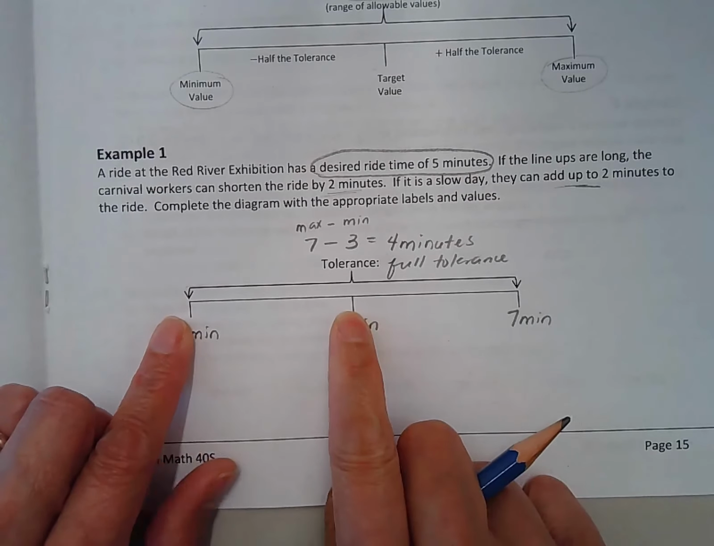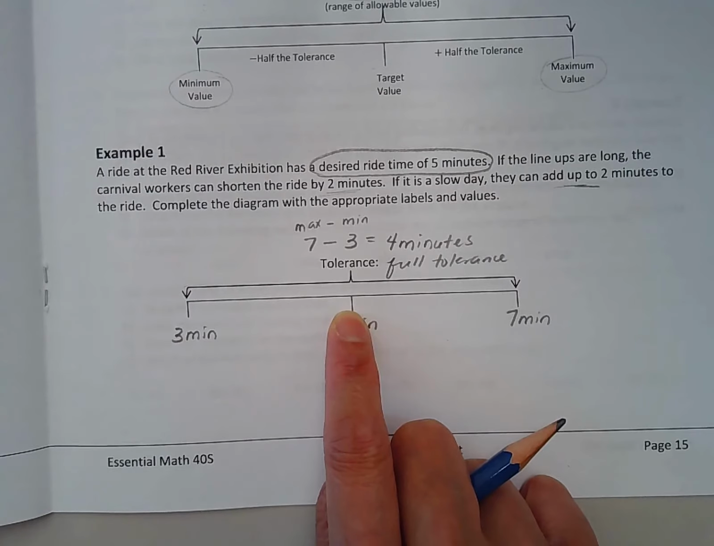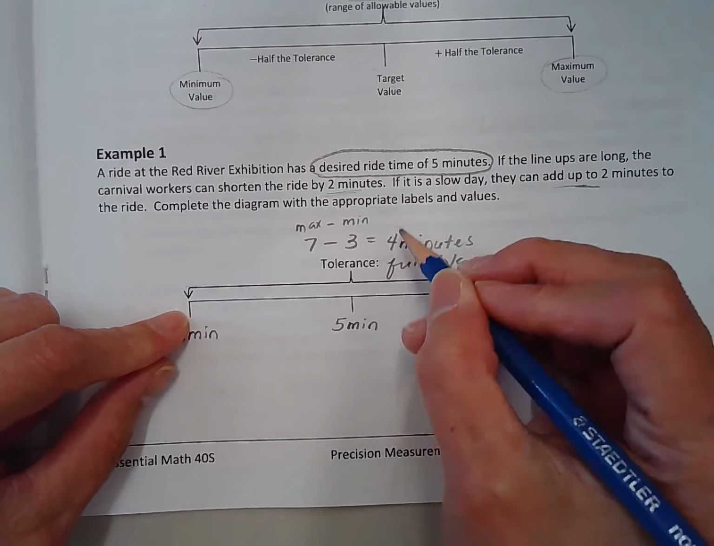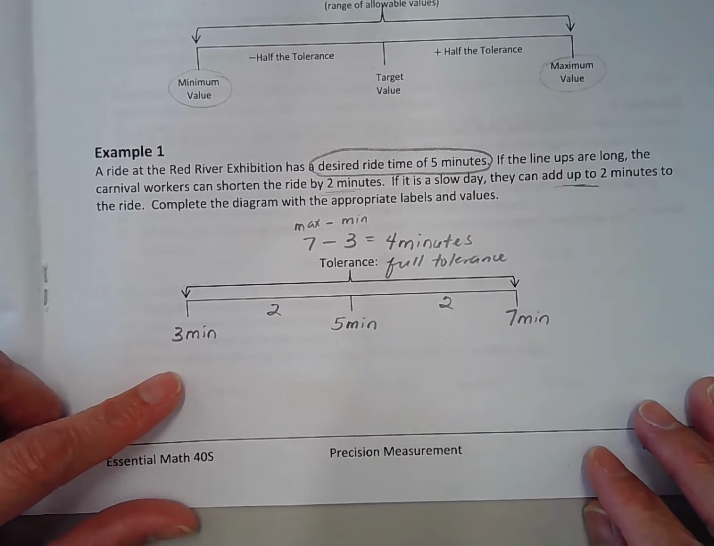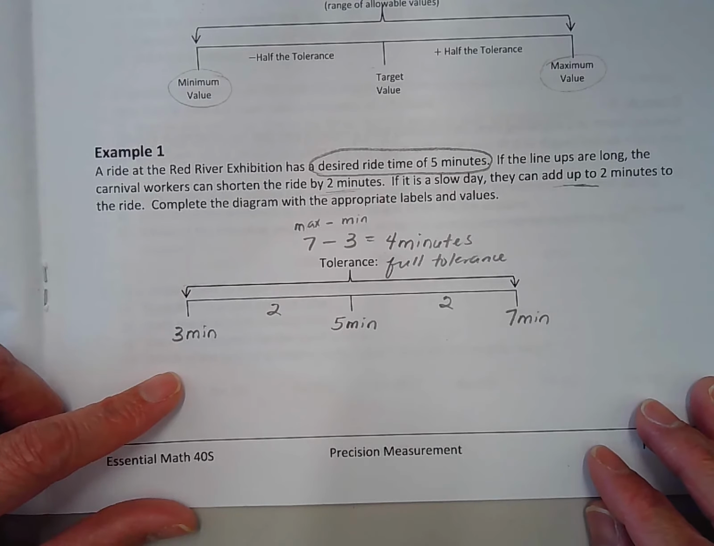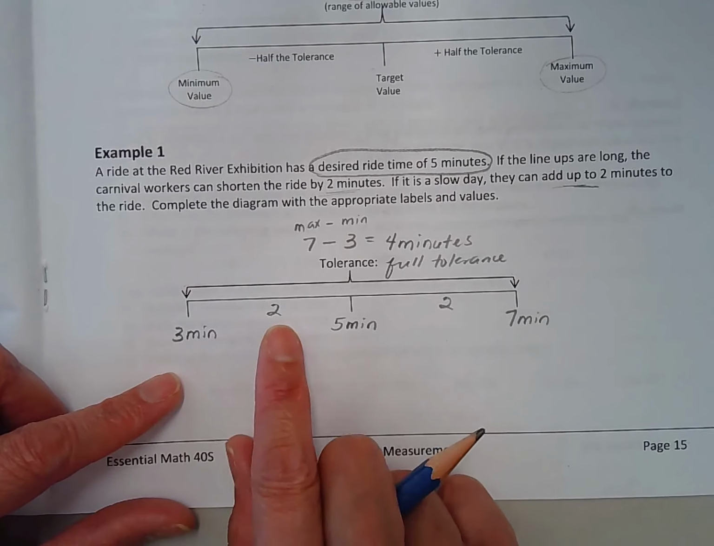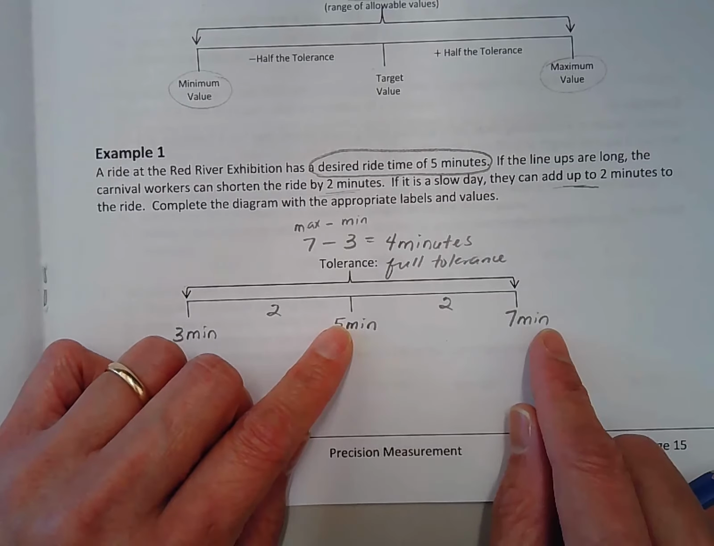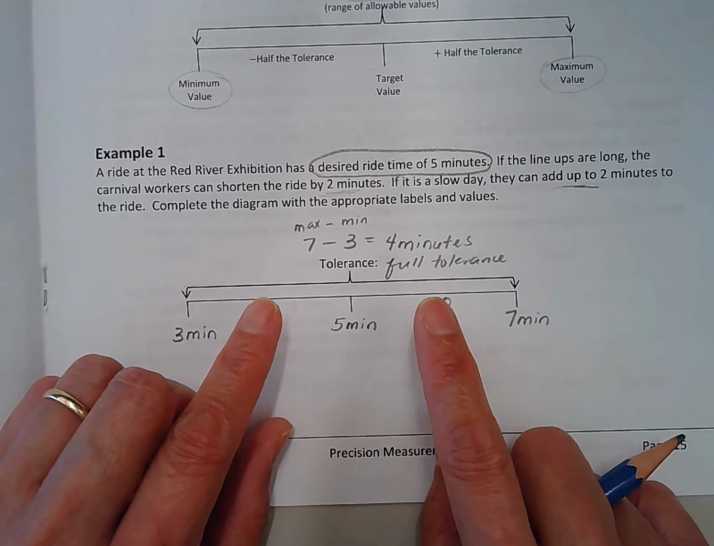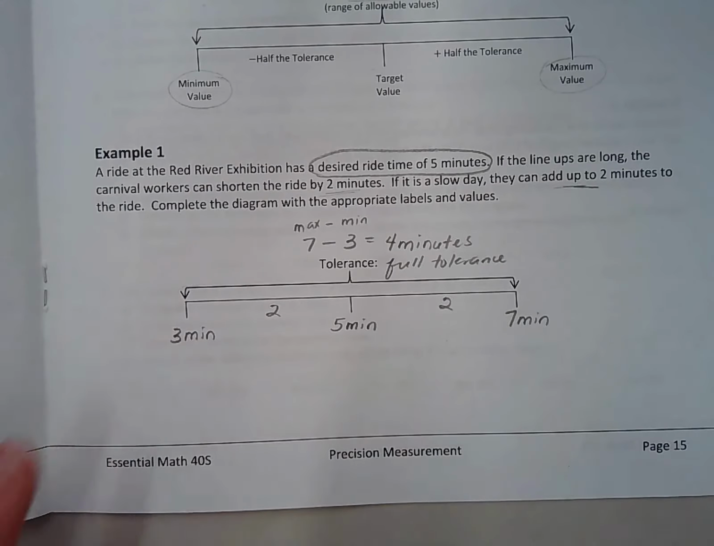So what is the half tolerance? Half of 4 would be 2 and another 2. How can we get from 5 to 3? Well, we subtract 2. How can we go from 5 to 7? We add 2, because the tolerance is 4, and half is 2. Is that okay? Yeah.